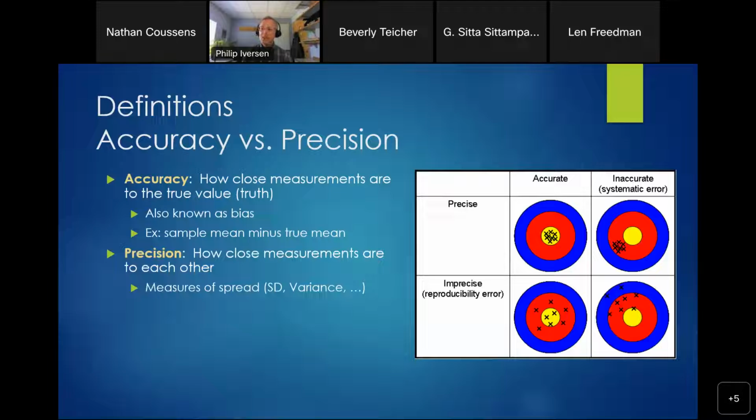Precision, on the other hand, is how close the measurements are to each other, regardless of how close they are to the truth, regardless of how close they are to the middle of the target.